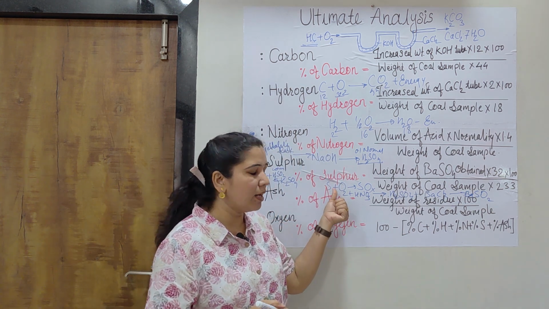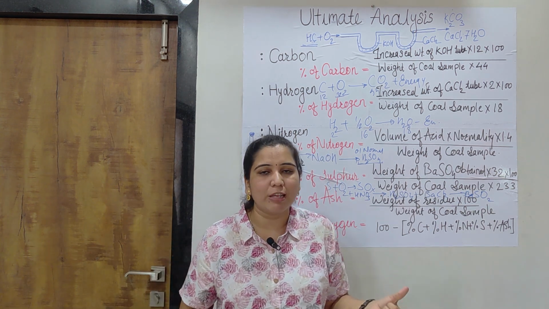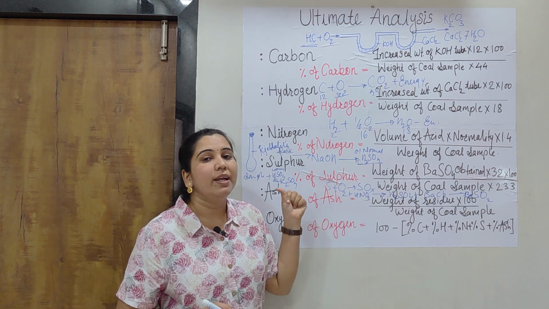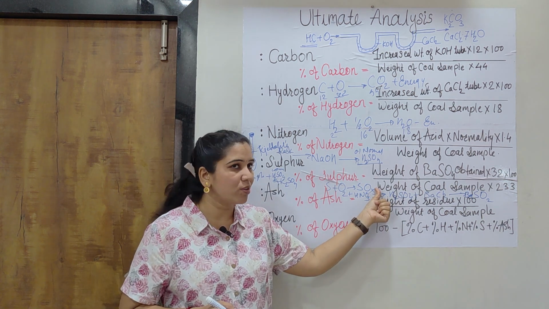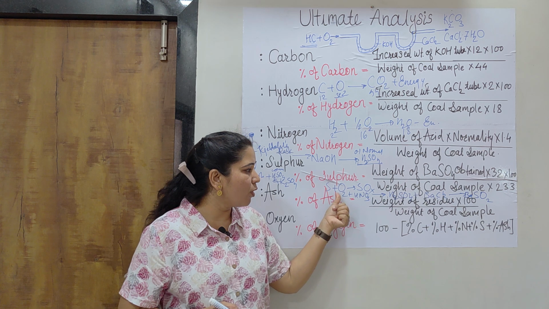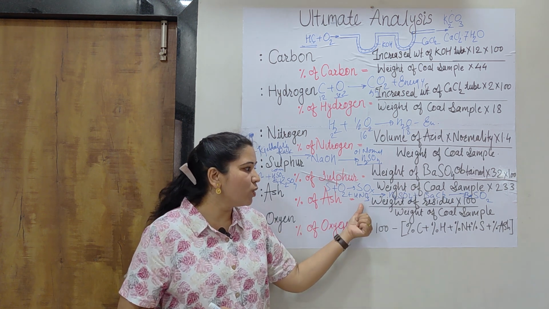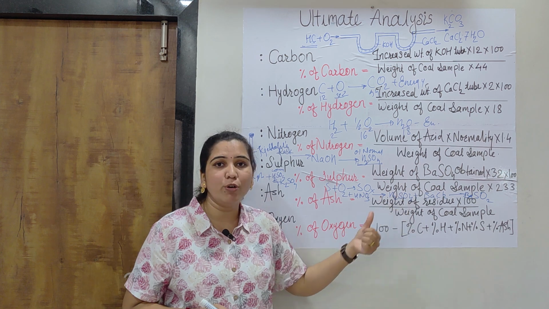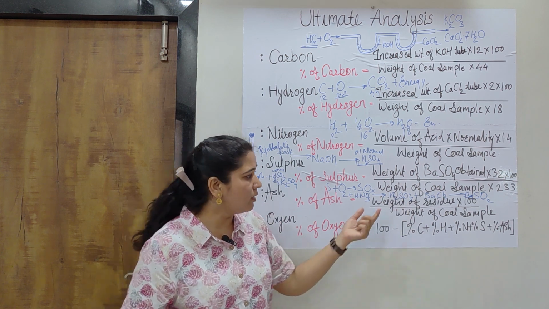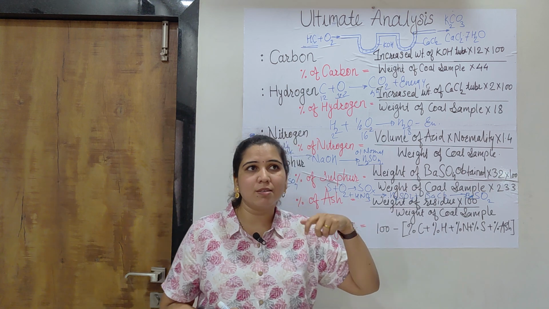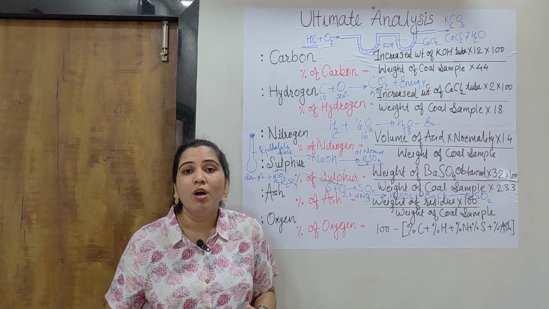So first, for the calculation of sulfur, a sample of coal is taken. It is burned with oxygen to convert it into the oxides of sulfur. In the presence of oxygen, nitric acid is added. As soon as nitric acid is added, sulfuric acid is formed, and this sulfuric acid is treated with BaCl2. It is said that washings of BaCl2 are given.